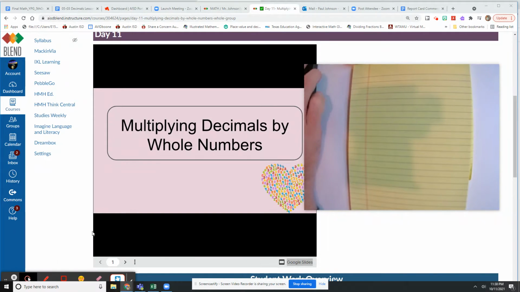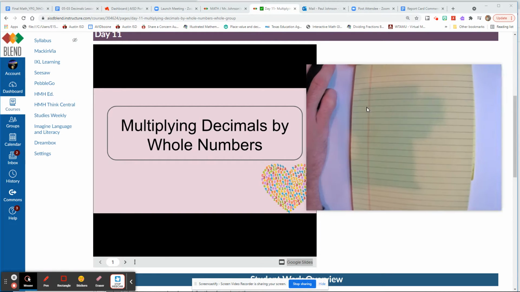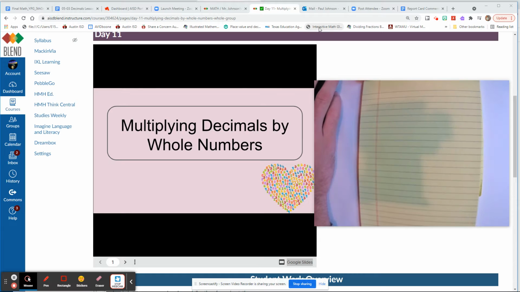Welcome to another fabulous week of learning things. Today we're going to learn how to multiply decimals by whole numbers. That's kind of cool. So let's go ahead and review a couple things that'll help us with decimals.